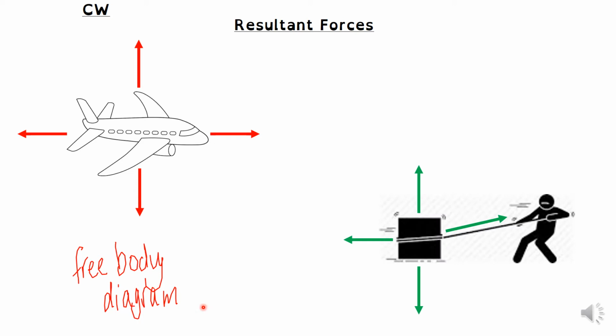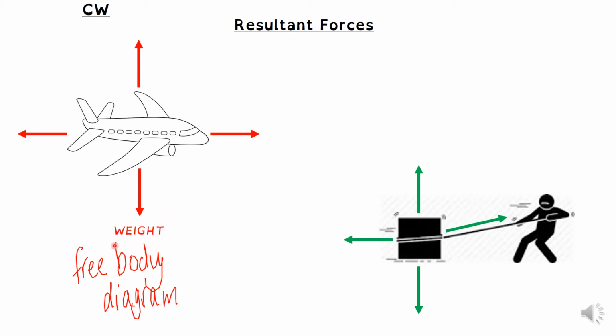Now also, I've got here a person pulling a box, and that has 4 arrows on it as well. So pausing the video, label each of those arrows, and I will go over the answers when you press play. So answers for this then.